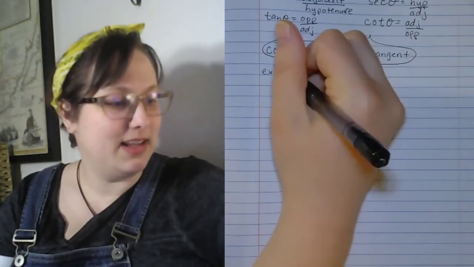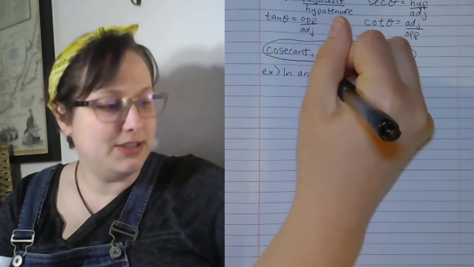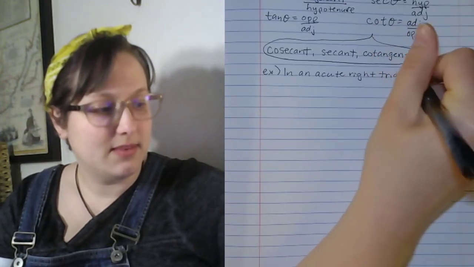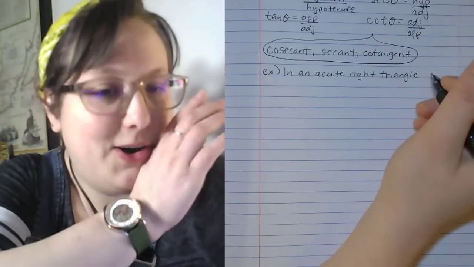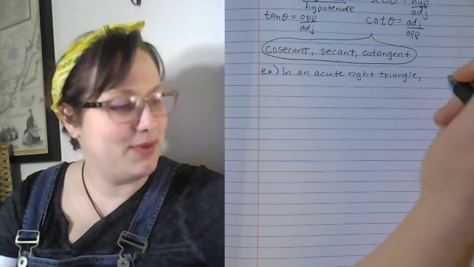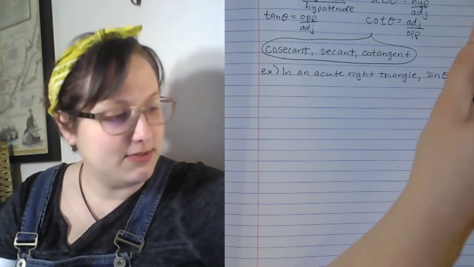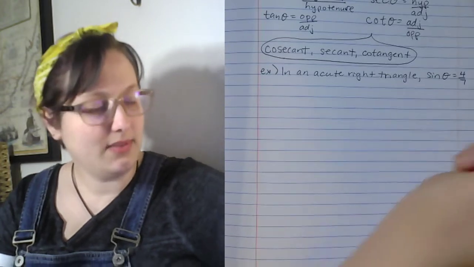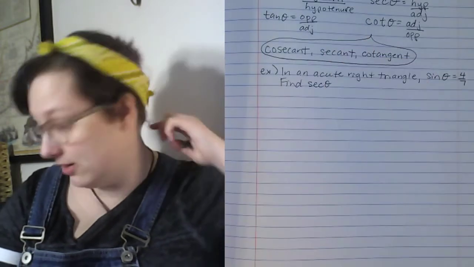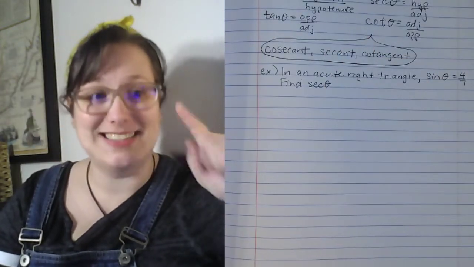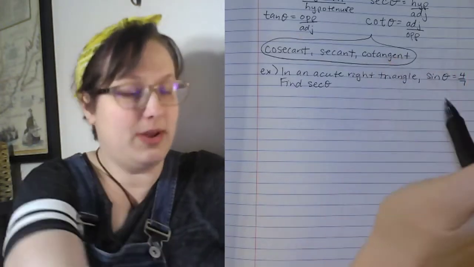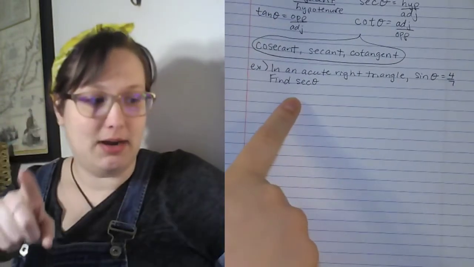So for example, in an acute right triangle, all right triangles are acute, we know that sine of an angle is 4/7. We want to find secant of that angle. Now, again, it's really tempting to just flip that one over, but remember that sine doesn't go with secant. Sine goes with cosecant. So to find secant, we need to be able to find the hypotenuse over the adjacent side.